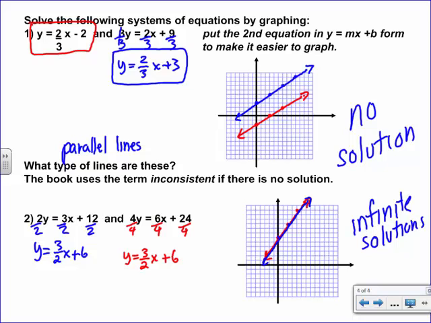Okay, in summary, just simply get your lines in slope-intercept form and graph them. Where they intersect is your solution. If they do not intersect, as in when they are parallel lines, there is no solution. And if, like our last example, they turn out to be the same line, there will be an infinite number of solutions.